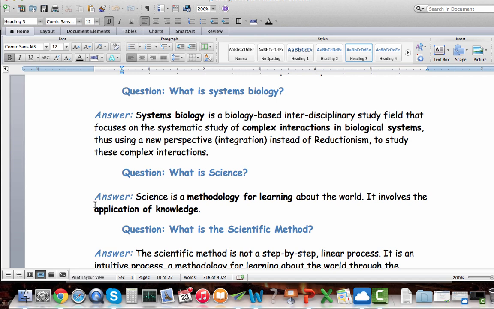Question. What is systems biology? Answer. Systems biology is a biology-based interdisciplinary study field that focuses on the systematic study of complex interactions in biological systems. It uses a new perspective, integration instead of reductionism, to study these complex interactions within biological systems.